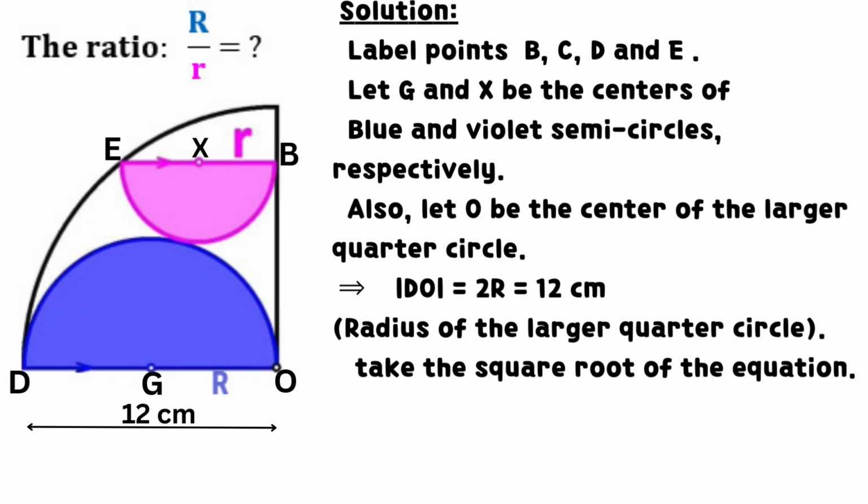It implies that line DO equals 2R, which equals 12 centimeters. This is the radius of the larger quarter circle. Take the square root of the equation. R equals half of 12, which equals 6 centimeters.